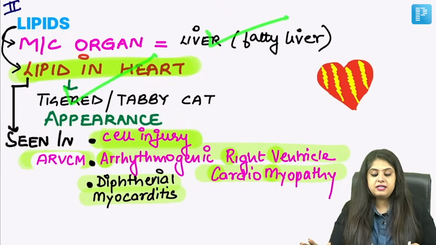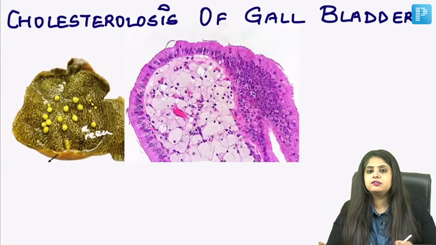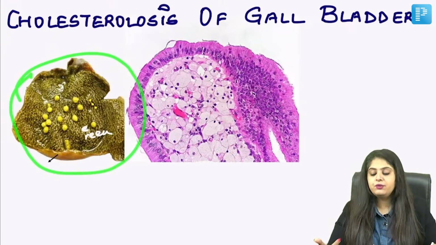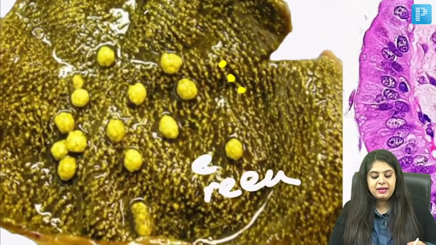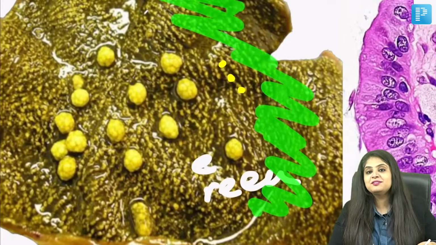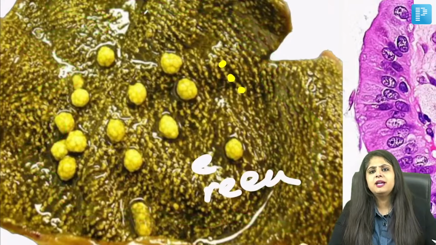We have studied fatty heart also, which is looking like a cat or a tiger. Let's read some more organs. Let's look at fat in the gallbladder. How did you identify this is gallbladder? Because gallbladder has bile. Bile has to look green in color. So the green color organ has to be gallbladder because it has bile.